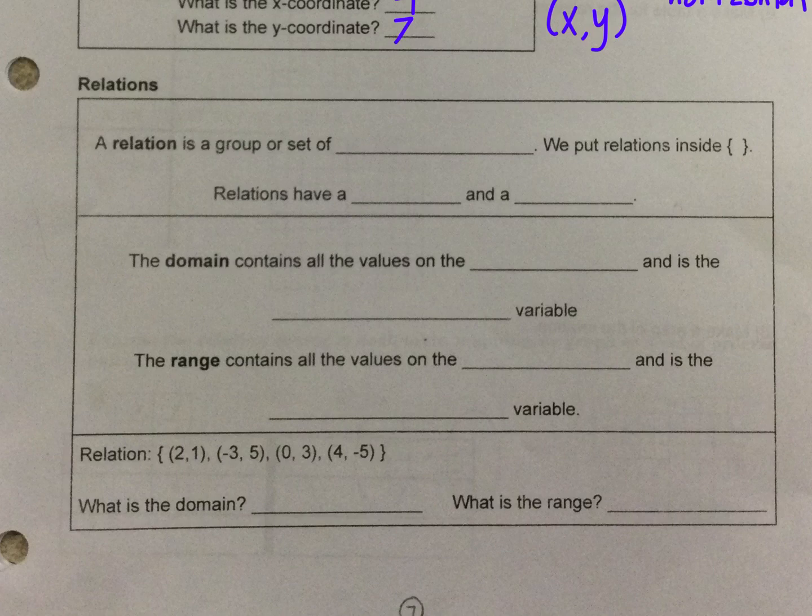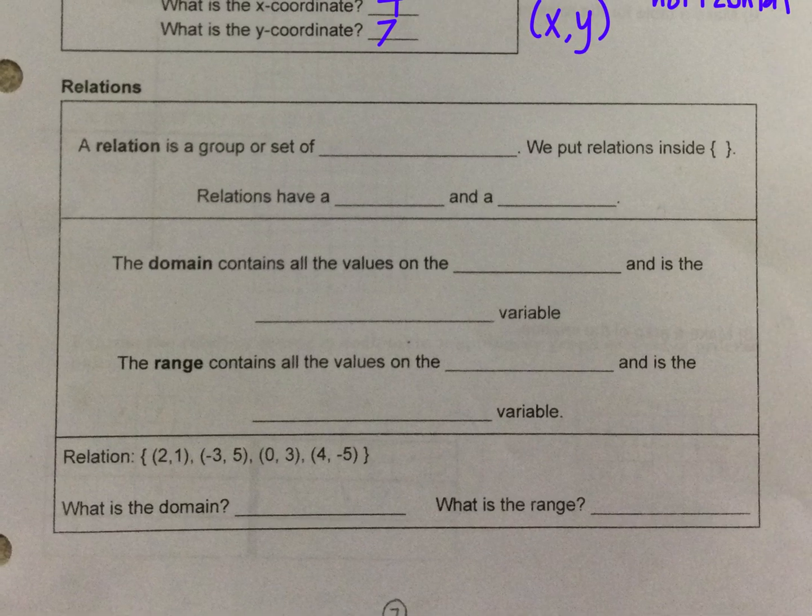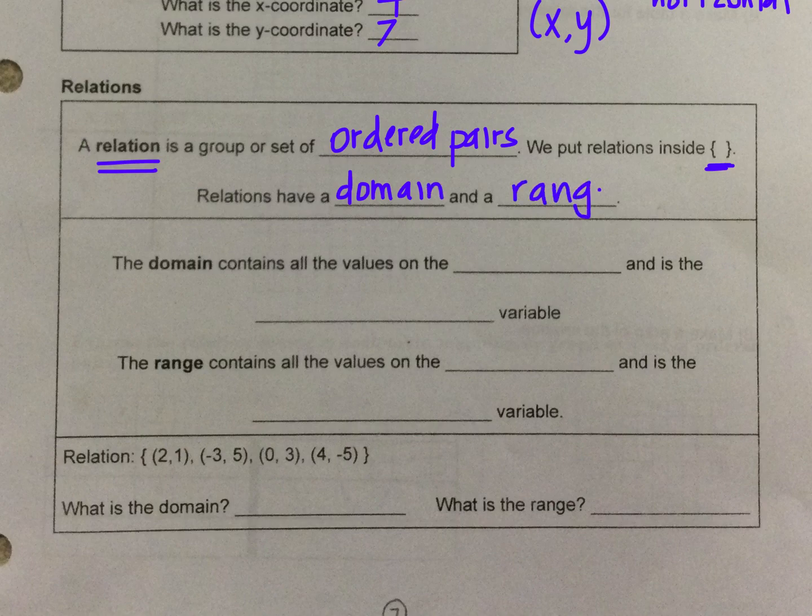We are going to talk about relations. So a relation is a group or set of ordered pairs. We put relations inside these squigglies. Relations have a domain and they have a range. And all of this will make sense as we discuss it. So a relation is just a group of ordered pairs.